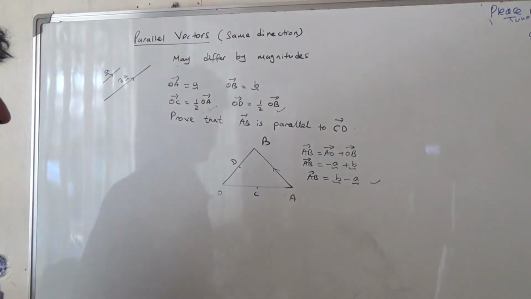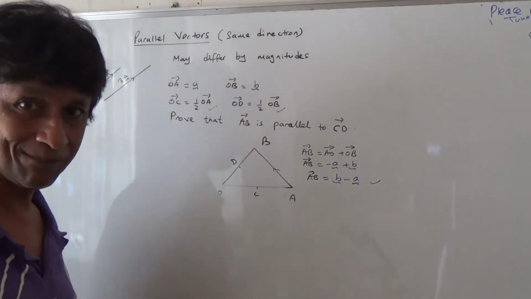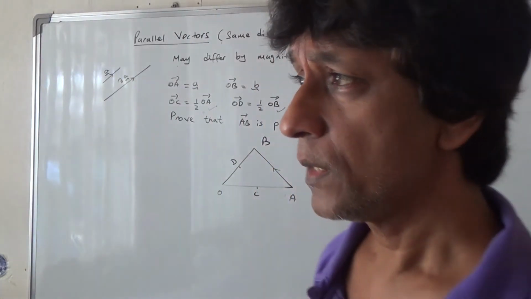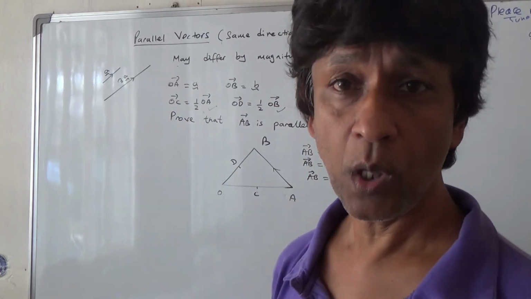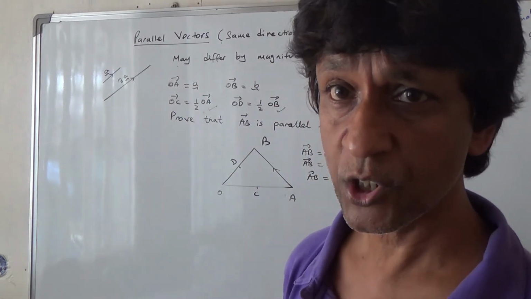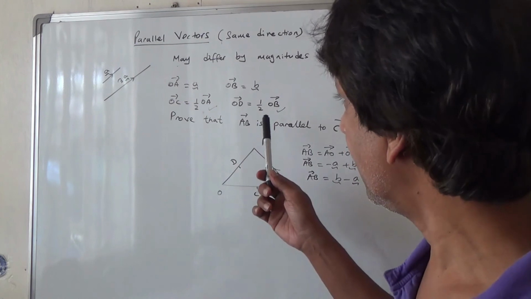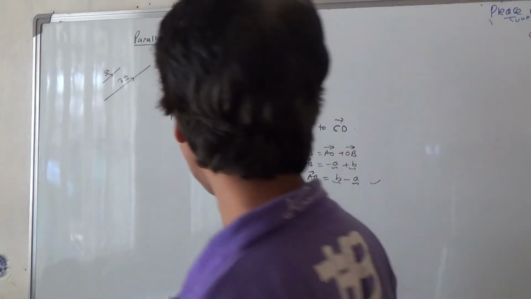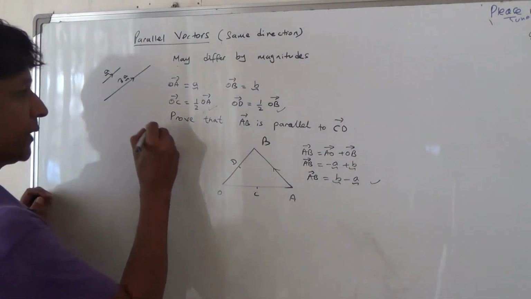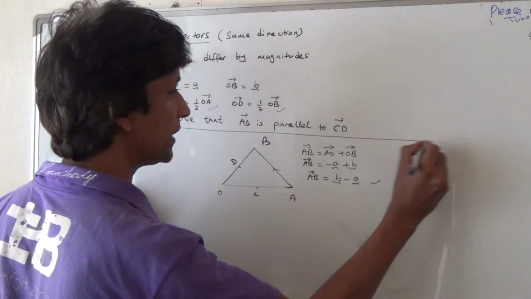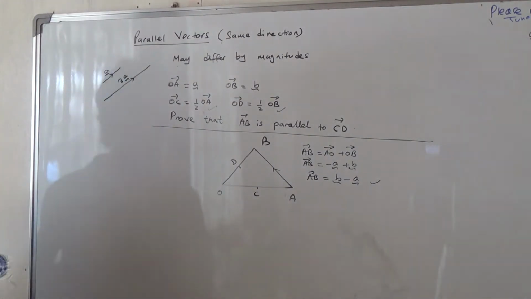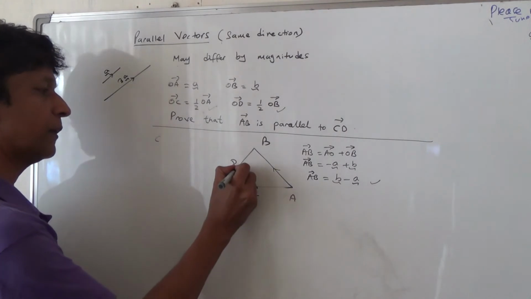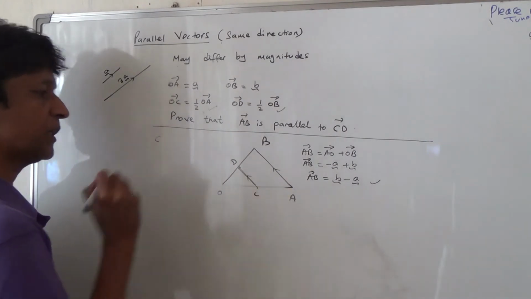Now, we can prove that they are in the same direction. Once they are in the same direction, then they are parallel vectors. And how are we going to prove that? Simply by finding the vector CD, because AB has been found already. So let's find the vector CD. I just draw a line here to make it easy for you to spot. This is vector CD.